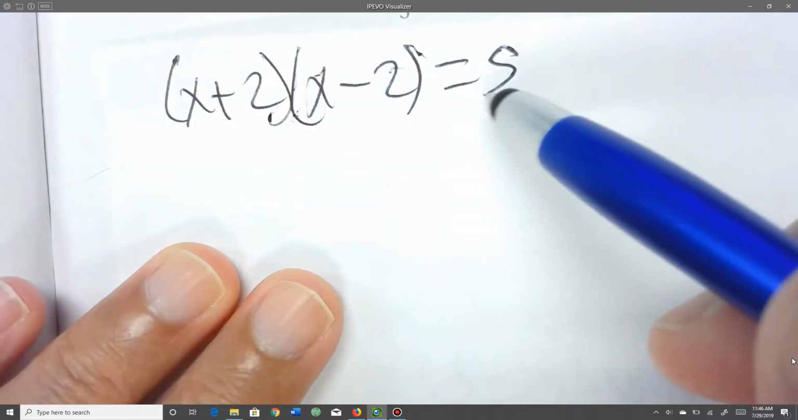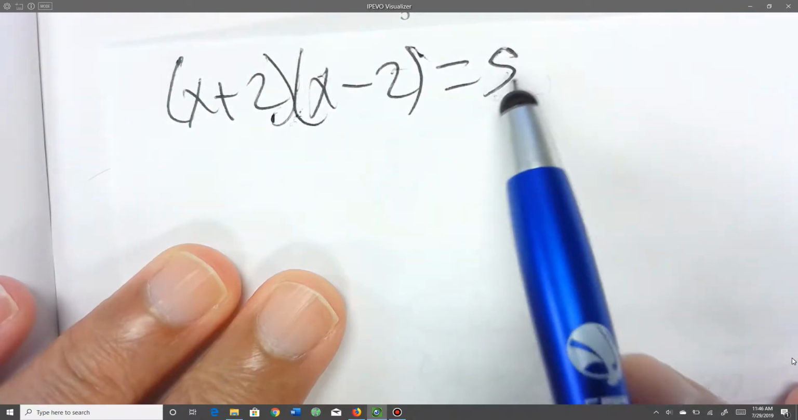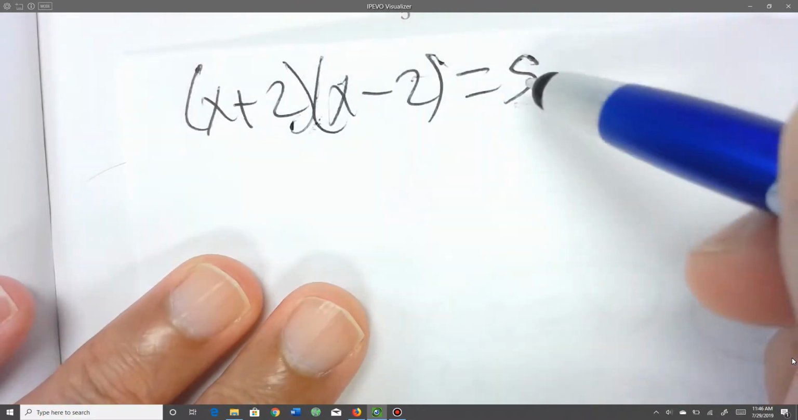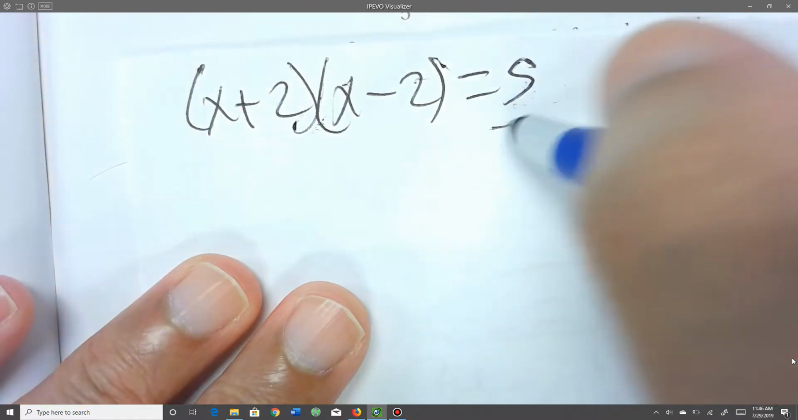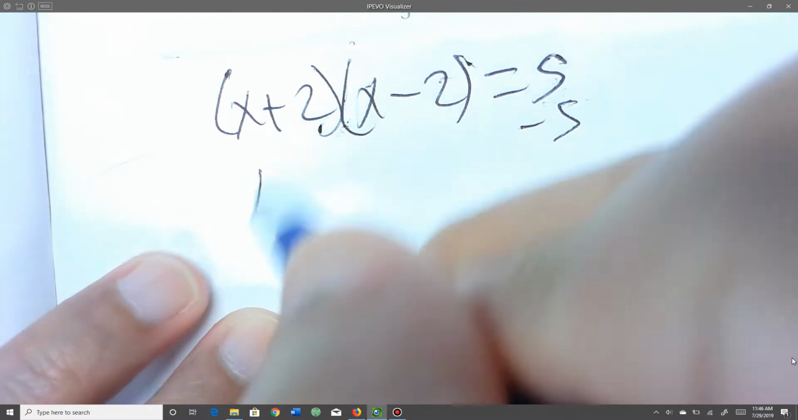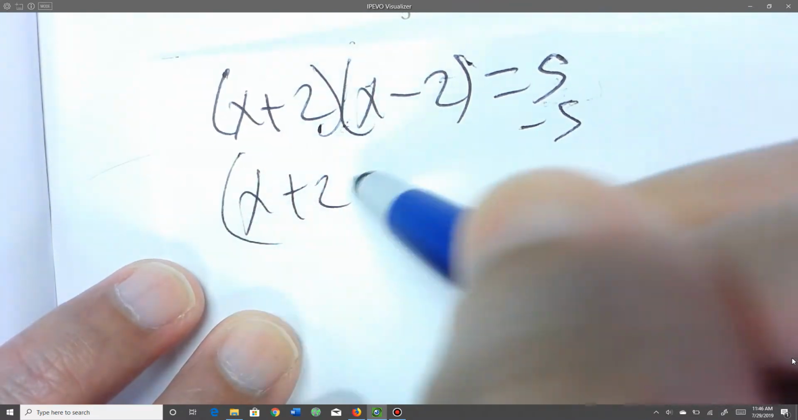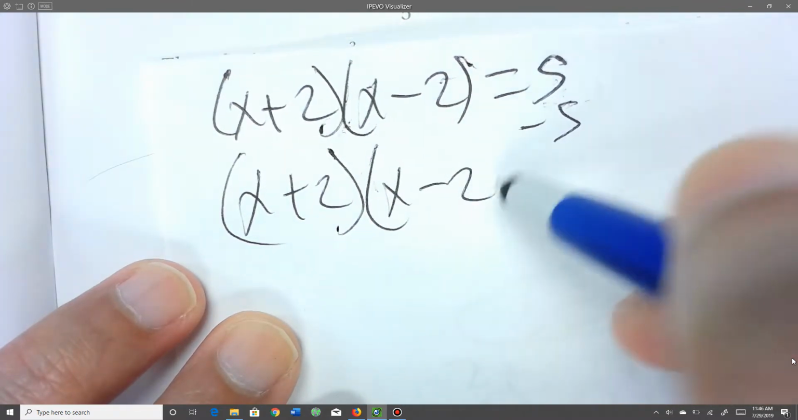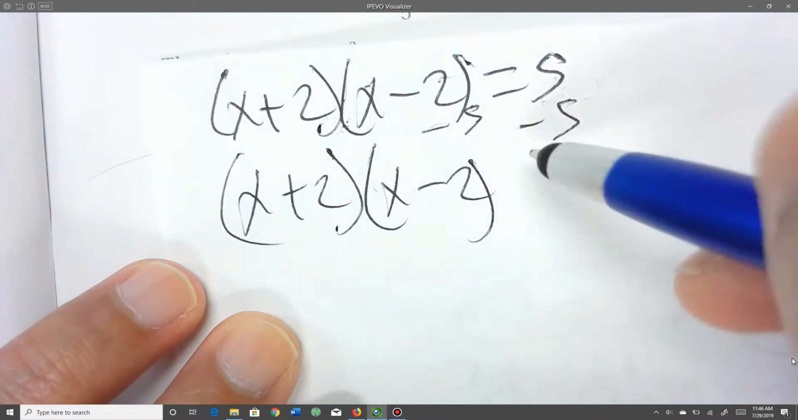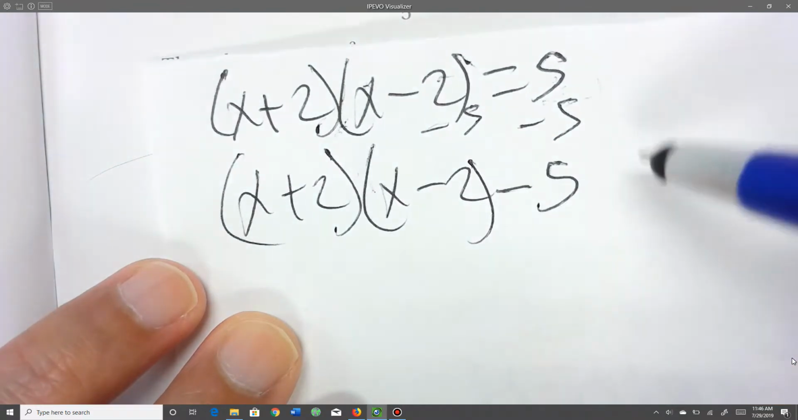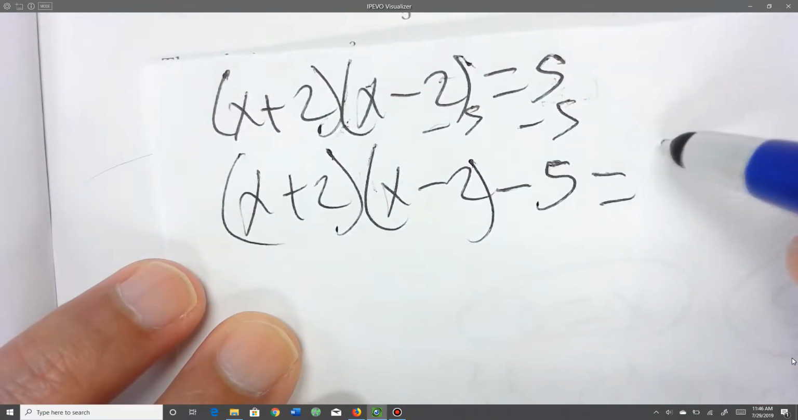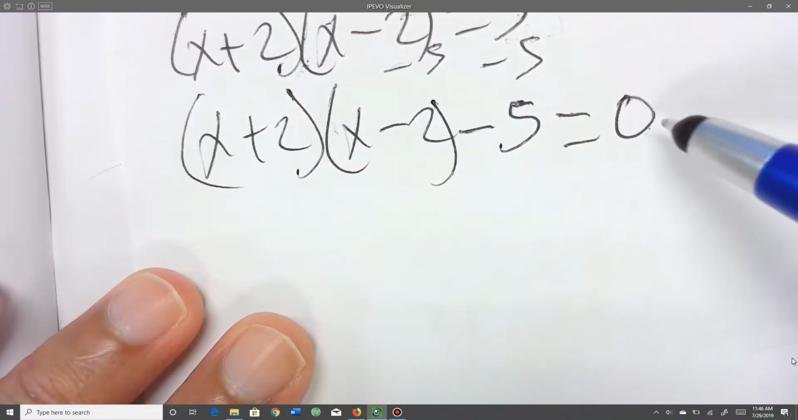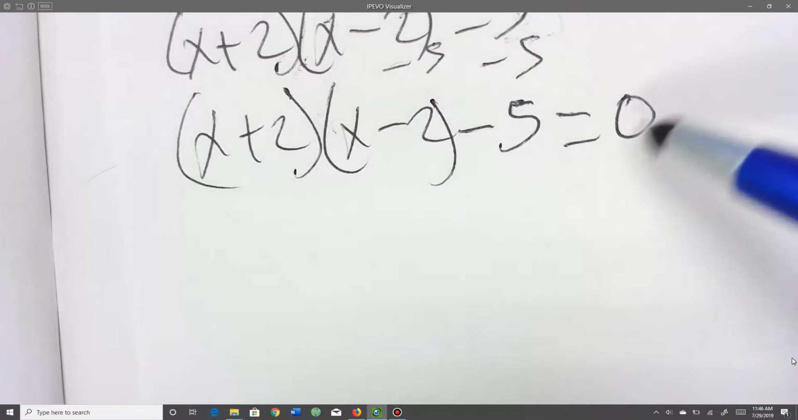Is this in standard form? Well, no, because this is not set equal to 0. Therefore, I need to subtract 5 from both sides. X plus 2 times x minus 2, minus 5 equals 0. Okay. So now the equation is set equal to 0.